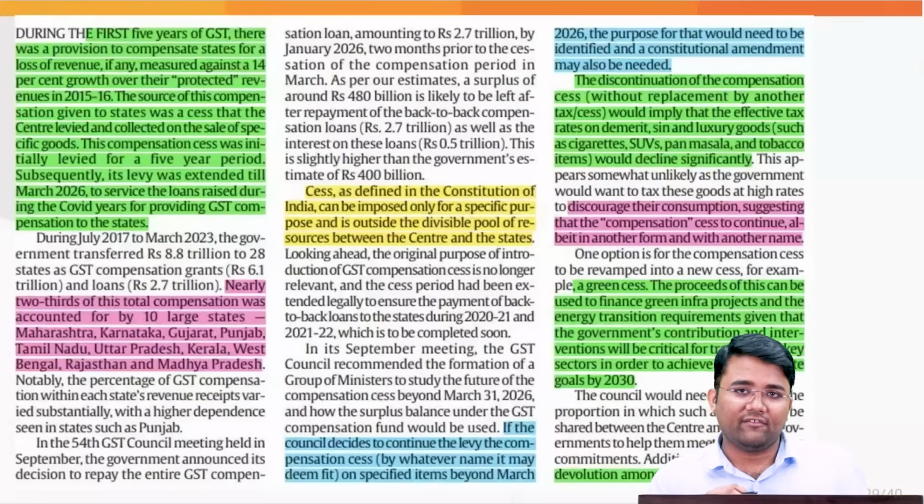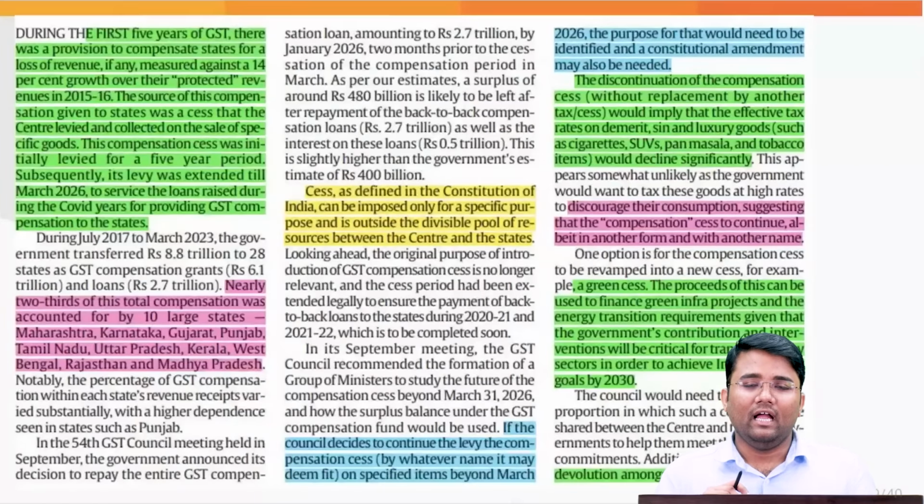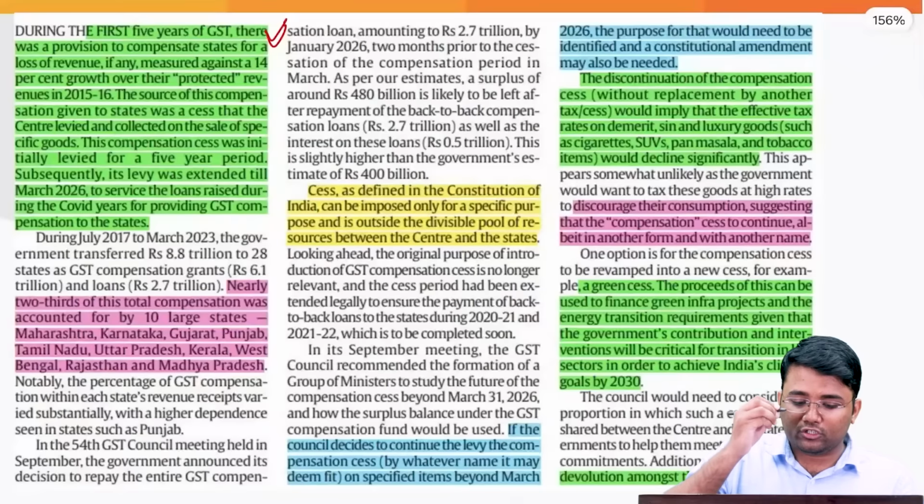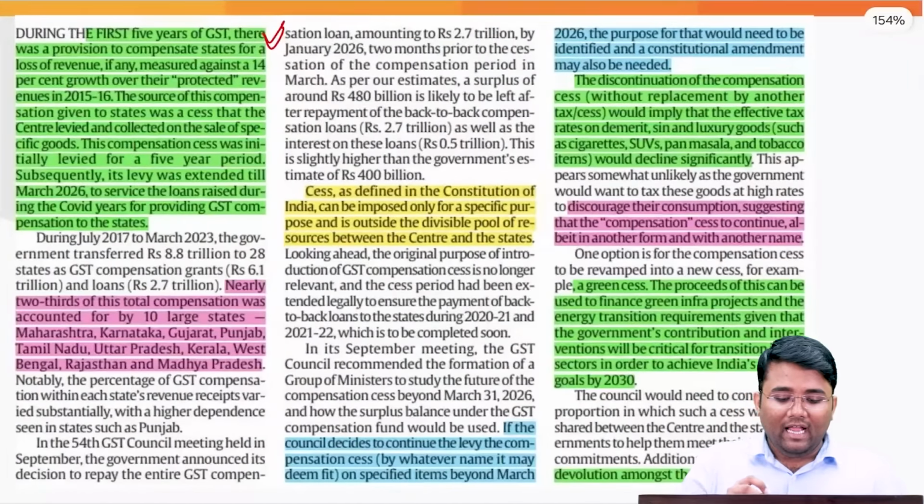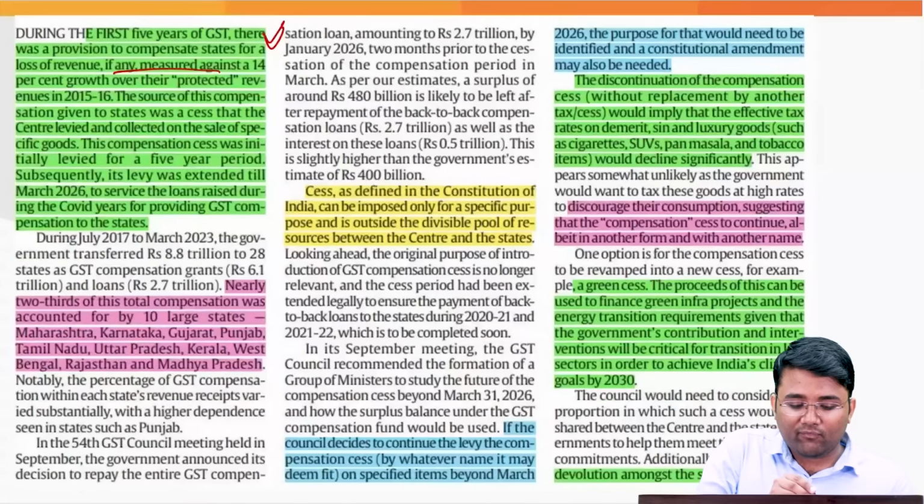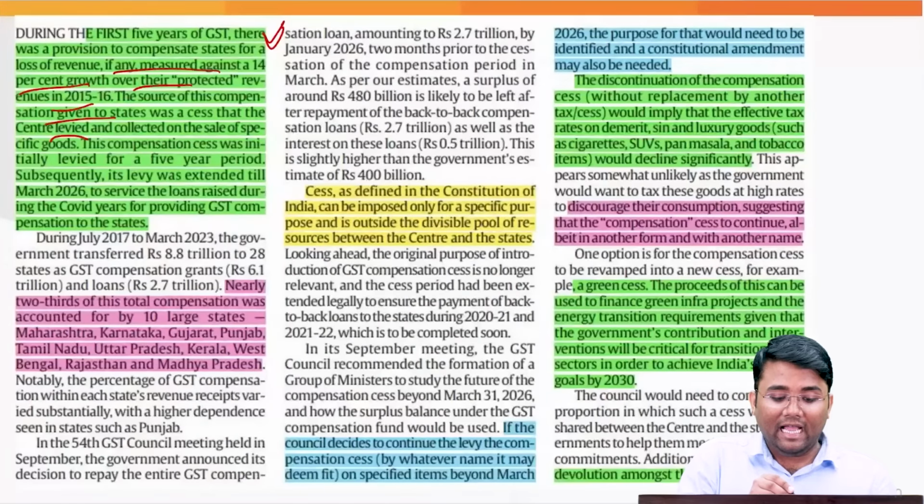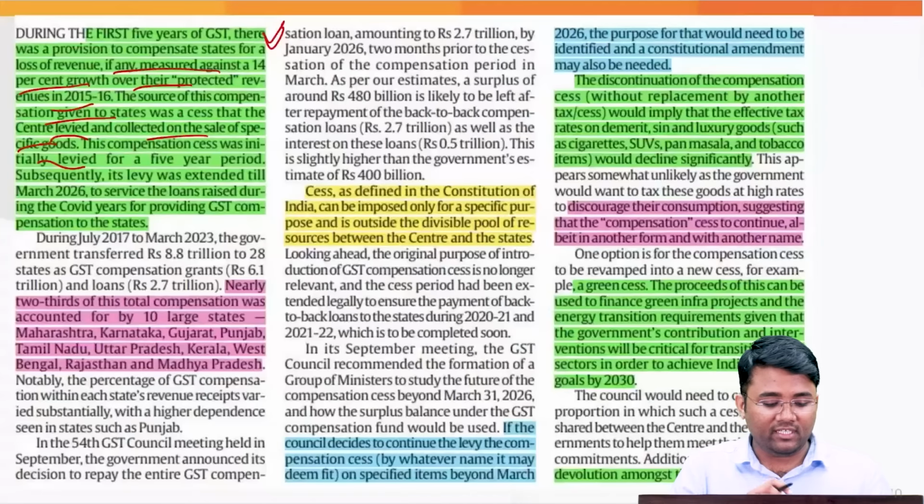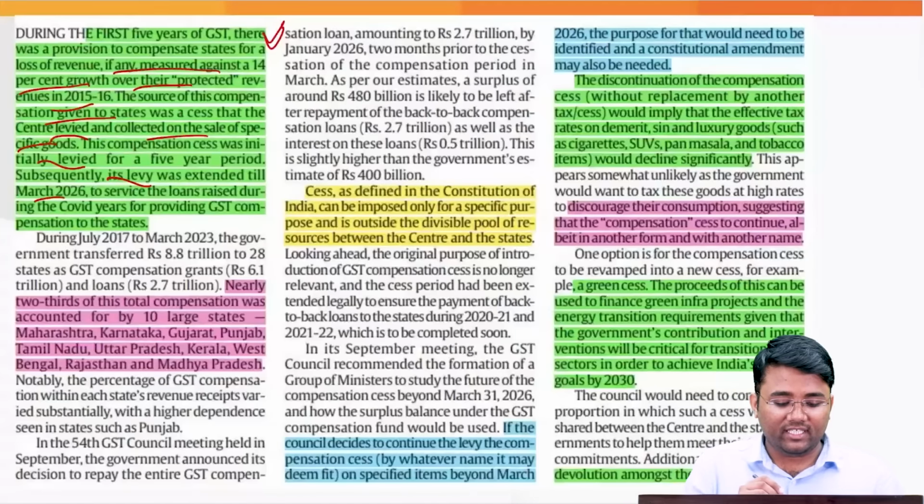So after GST came through the 101st Constitutional Amendment Act, and various amendments were done in the Constitution, a GST compensation cess was promised to the states for the loss of revenue that they were going to see. And this loss of revenue was measured against a 14% growth over their protected revenues in 2015-16. The source of this compensation given to states was a cess that was levied and collected by the Centre on the sale of specific goods. This compensation cess was initially levied for a 5-year period. Subsequently, its levy was extended till March 2026 to service the loans raised during the COVID years for providing GST compensation to states.